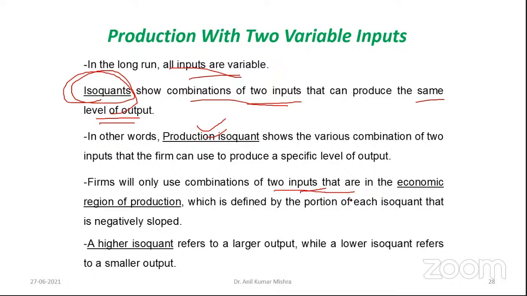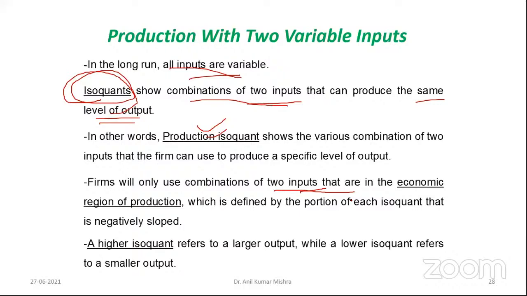Then what is the economic region of the production function? Economic region in the production function means in which particular zone the producer is going to produce. If you go back to the short run, in the short run the producer always produces in the second stage, not in the first stage or the third stage. Why does the producer produce in the second stage? Because in the first stage, the marginal product of the fixed factor, that is capital, is negative. In the last stage, the marginal product of the variable factor, that is labor, is negative. But in the middle stage, the marginal products of both the fixed factor and the variable factor are positive.